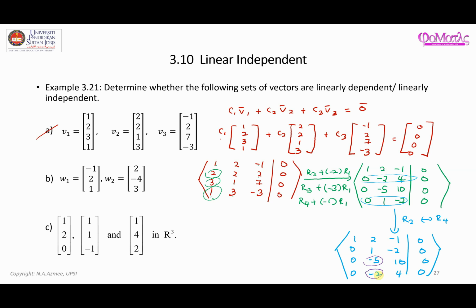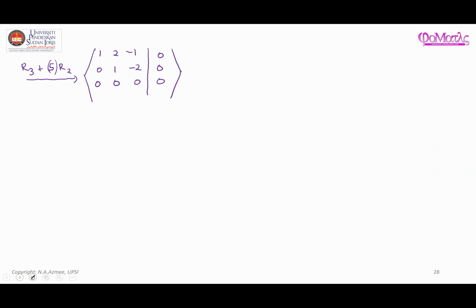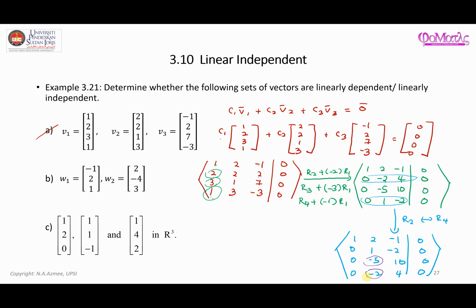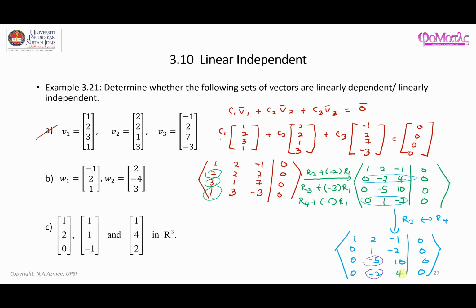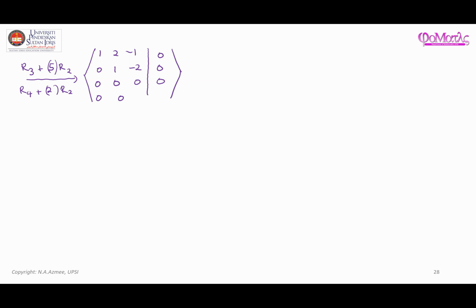So the operation that I will consider is the change of row 4 plus 2 row 2. Okay, so by doing that, I will get this one is 0 and 0. Okay, so 0 and 0. And here we will have 4 plus negative 2 times 2. So 4 minus 4 is 0, and here is also 0. So that is the simplified form of our augmented matrix.